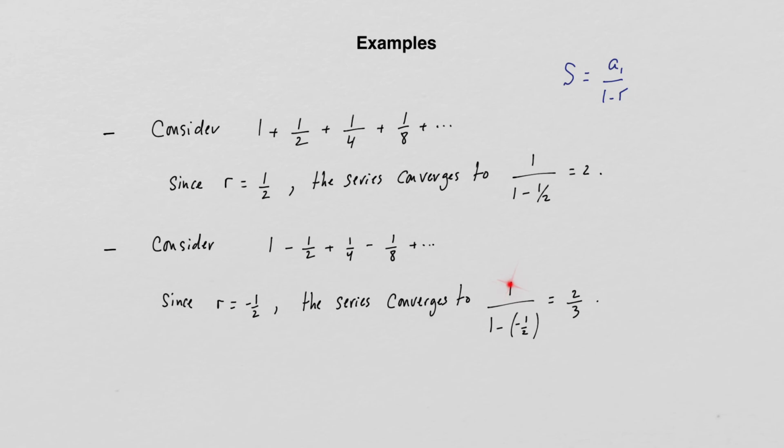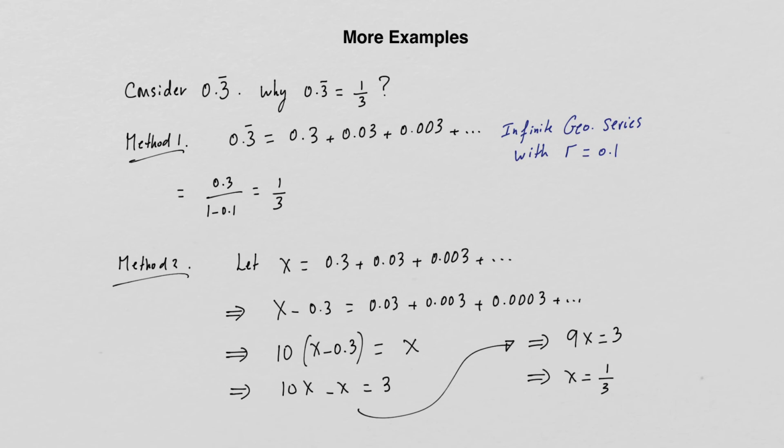And that value is the first term over 1 minus the common ratio. 1 plus a half is 3/2. You flip 3/2, you get 2/3. Let's do one more example using two different methods. Consider this number, 0.3 bar, which is 0.3333 infinitely many times. Okay, not a million times, but infinitely many times. Why is it that 0.3 bar is exactly 1/3? This is not an approximation. I'll show it to you in two ways.